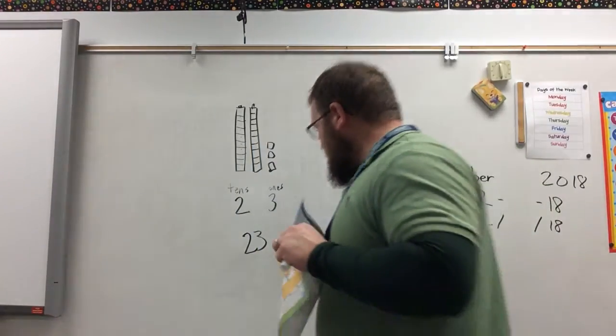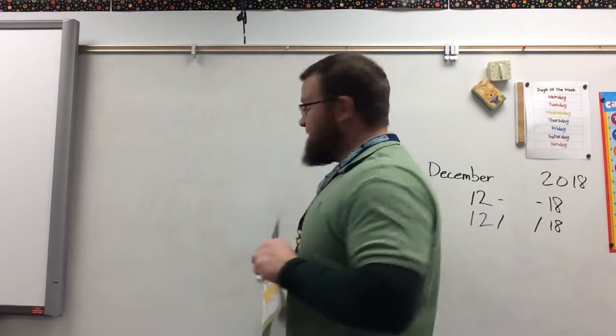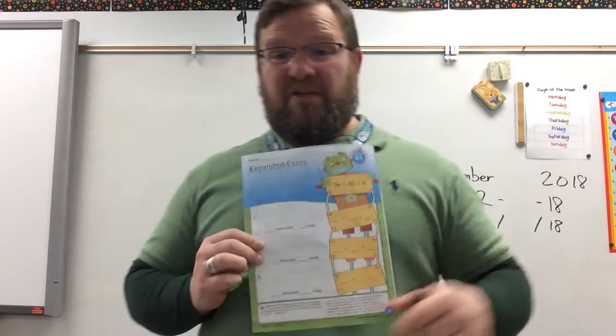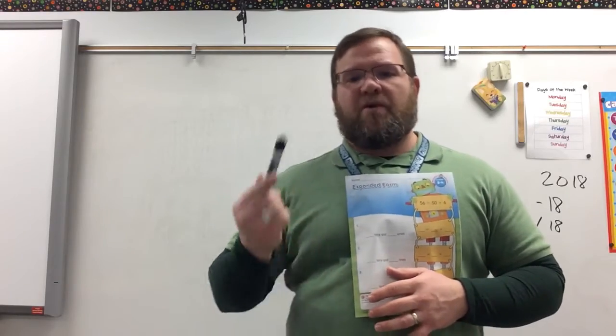Mr. Martin likes working with expanded form, because it's easy math problems, right? And it's as simple as the numbers that you say whenever you say a number. And just look up here. Okay? This one says that 56 is the same as 50 plus 6. Notice I said 50 and I said 6 when I said 56. Does that make sense?